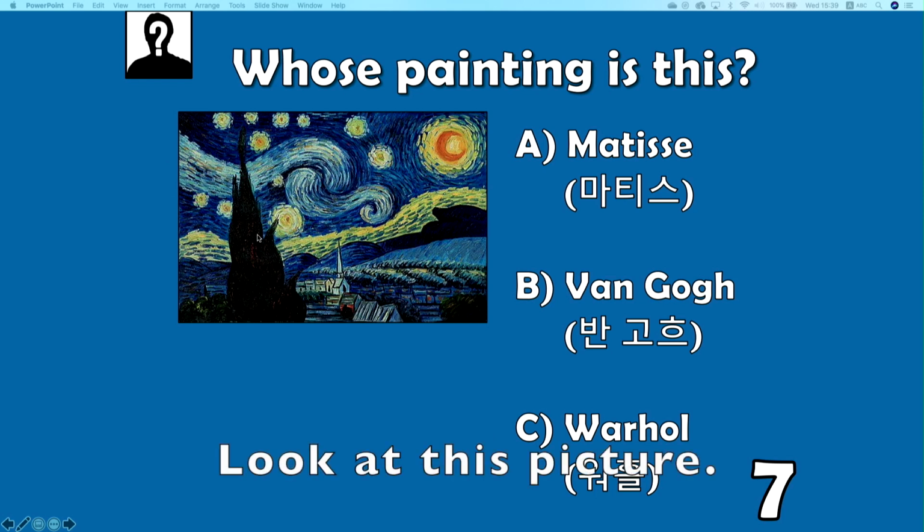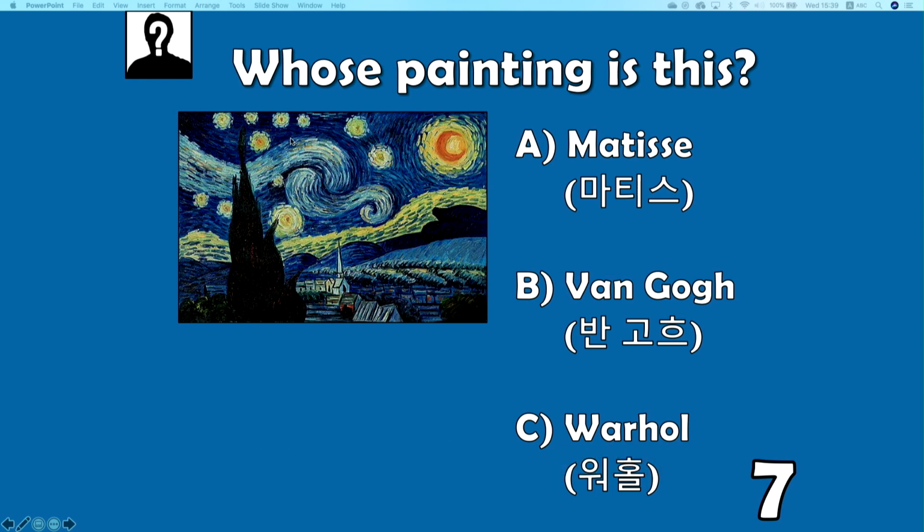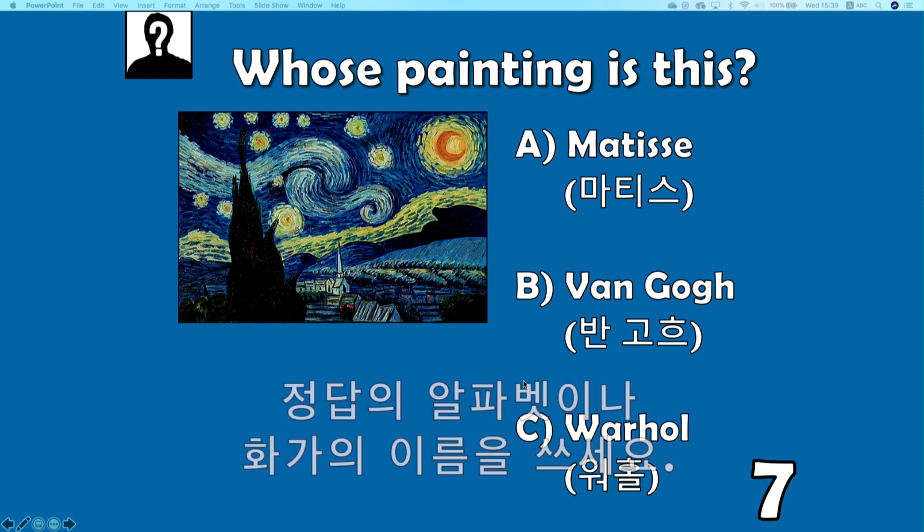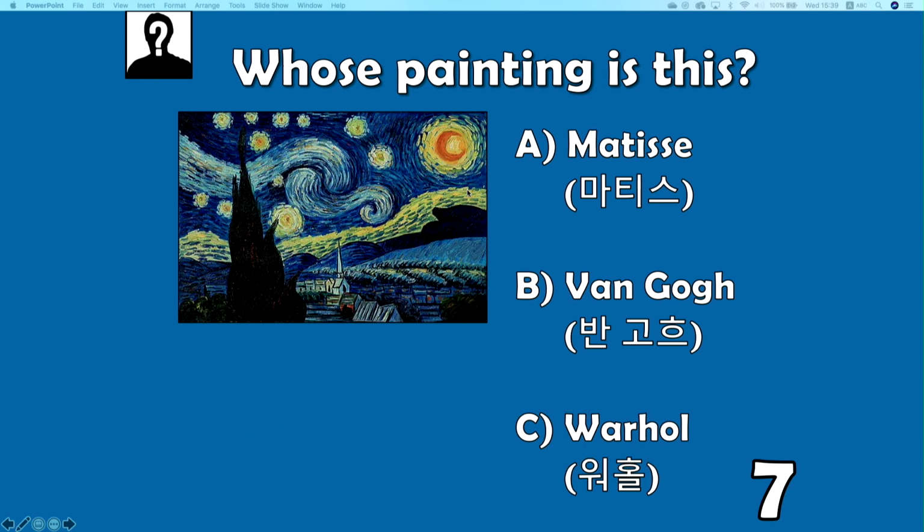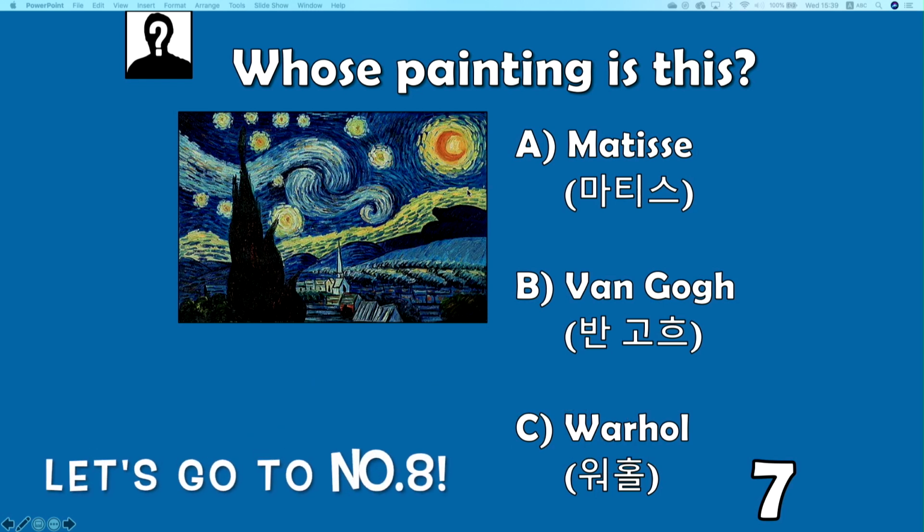Look at this picture. Whose painting is this? A. Matisse, B. Van Gogh, C. Warhol. Write the alphabet or the painter's name. Let's go to number 8.